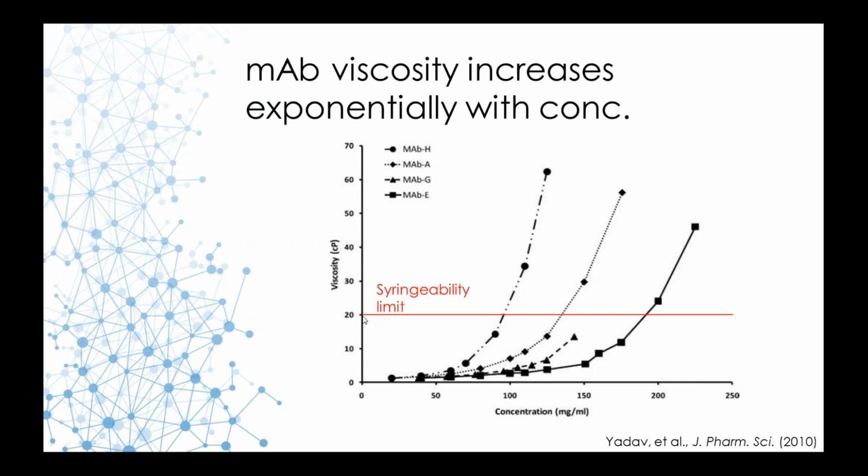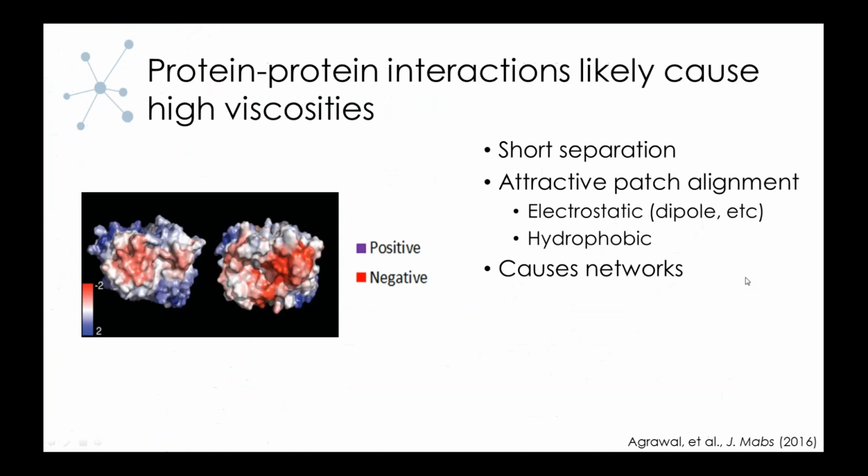And so here I'm using 20 centipoise as kind of an average practical syringeability limit. That's variable depending on what you're going for. But as you can see, regardless of what you use as a syringeability limit, some of these antibody solutions max out above that cutoff at much lower concentrations than others. And one pertinent question is why?